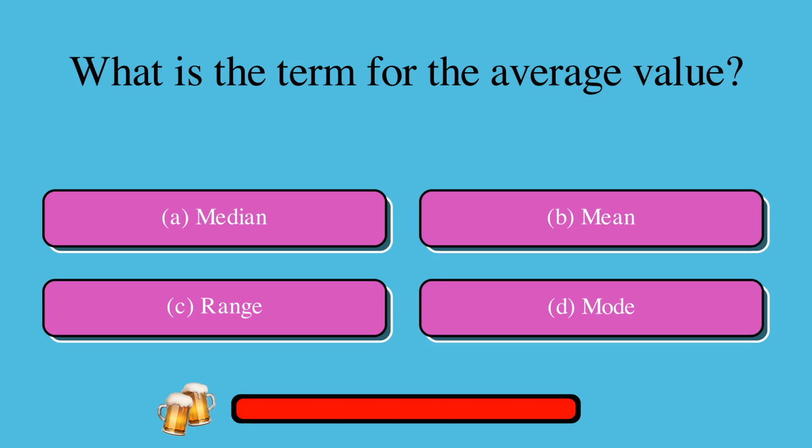Here's some Biostatistics Fundamentals trivia. What is the term for the average value? A, median, or B, mean, or C, range, or D, mode? The correct answer is B, mean.